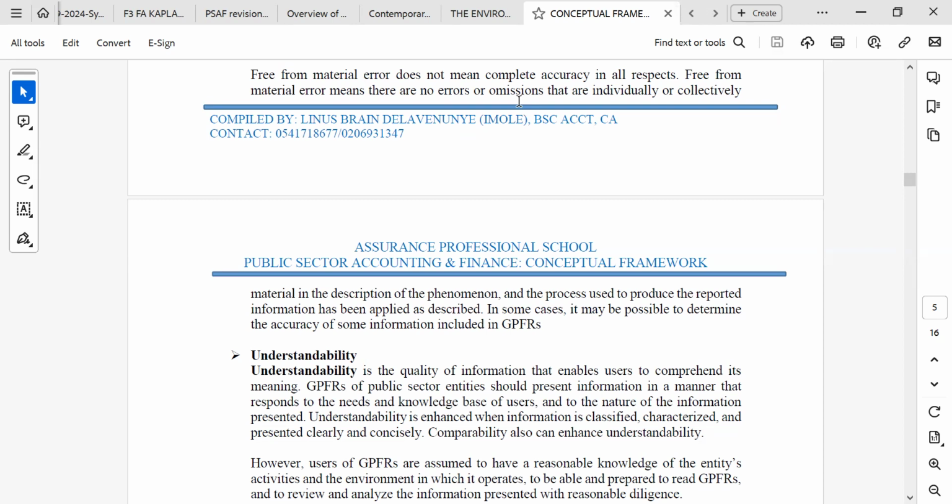So for understandability, the question can say that the company has added footnotes, or the company has disclosed certain items in the financial statement. Which of the characteristics is being adhered to over here? You talk about understandability, and you explain why you are saying it's understandability.